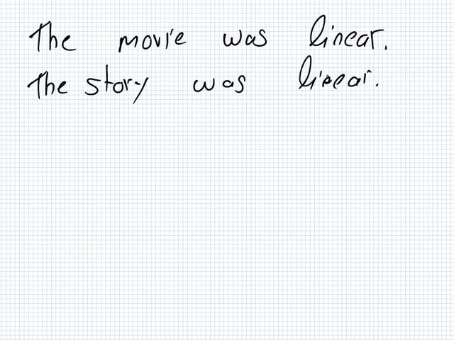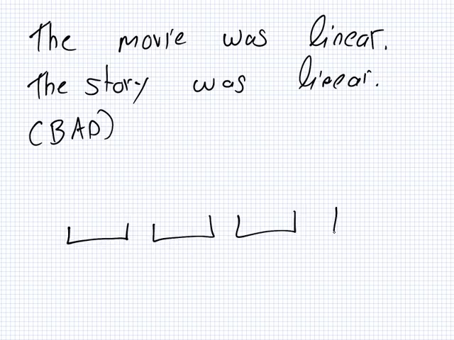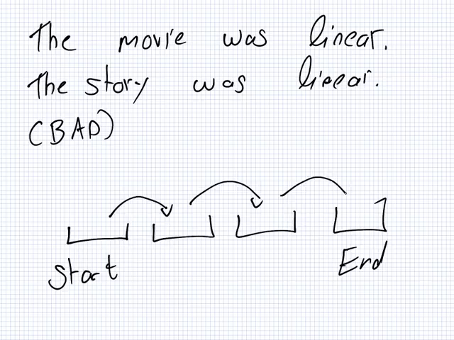It's something like this. What do you think? Any ideas? Closer, yeah. So when you say a story is linear, you mean it as something bad. The story has different parts, like start and end. But a linear story means it's very easy to know what will happen next.